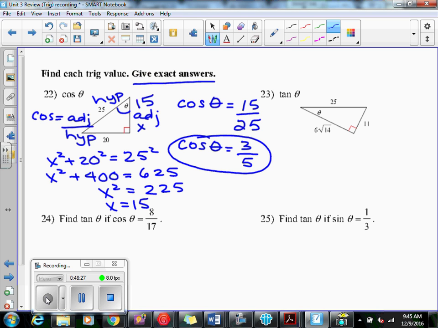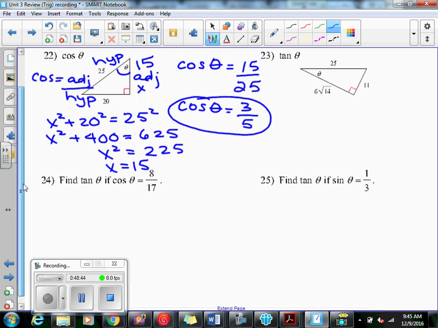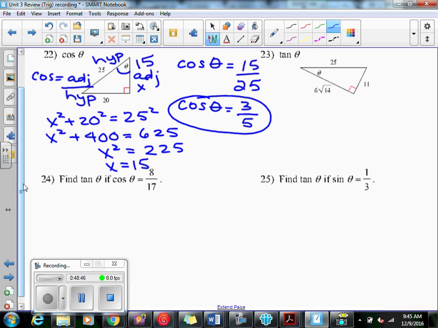Okay, so I'm going to skip number 23 because everything you need to do 23 is given. The only thing that you have to remember on that one is when you set this up, you're going to end up with the radical in the denominator. Don't forget to rationalize it out. Okay? I'm going to do number 24.